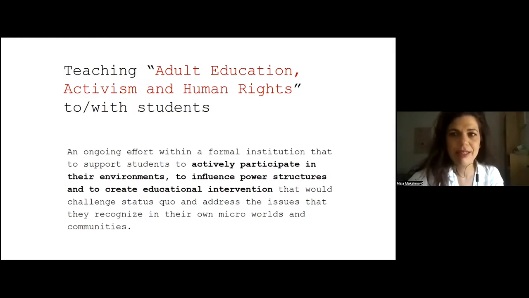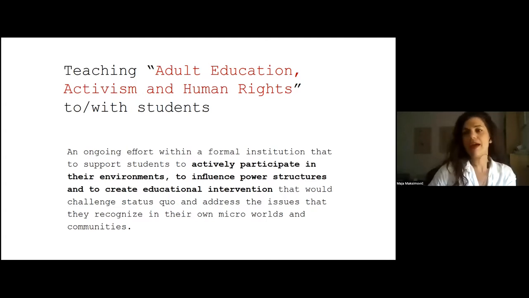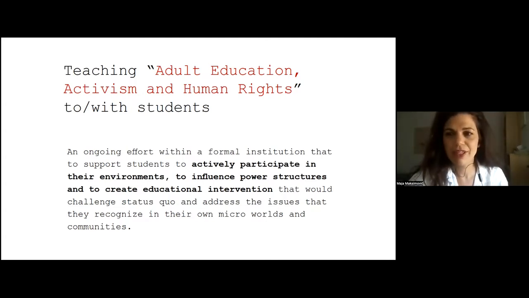So here you can see the question was how to develop a course within a formal institution that would support students to actively participate in their environments, to influence power structures, and to create an educational intervention that would challenge the status quo, that would change something in their community, to address certain issues that students are faced with. So my question was what kind of learning will support students' agency?